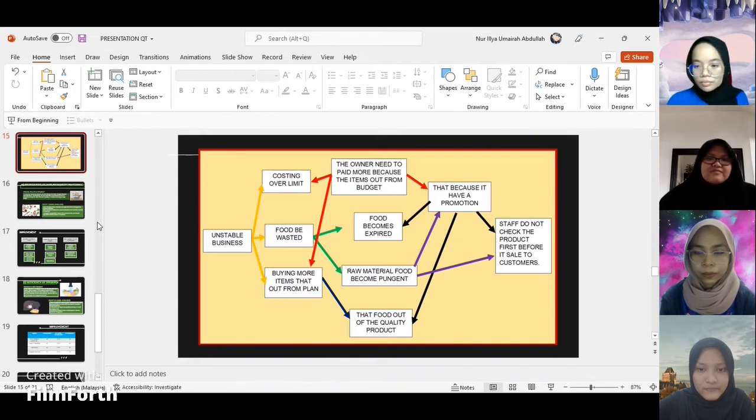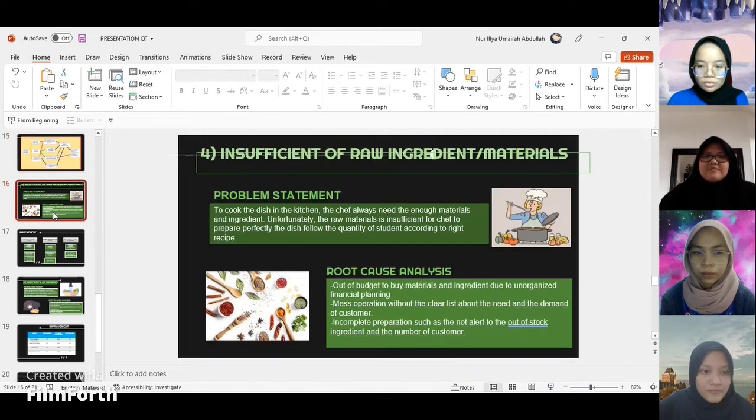As you can see, for example, here we can start an extendable business. He let the costing go over the limit, food was wasted, and he bought more items than planned. And he also used the promotion to buy food, but the raw material got expired and smelled, and this also happened because the store doesn't check the material before selling to the customer. That's the problem shown in the relationship diagram. So that's all, and I will pass to the next slide.